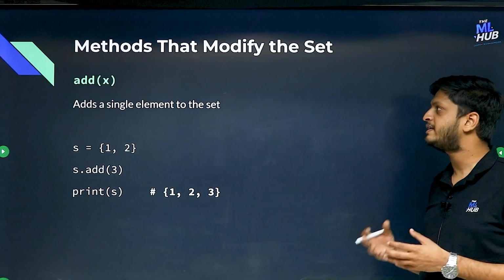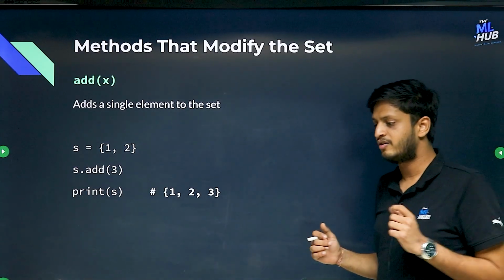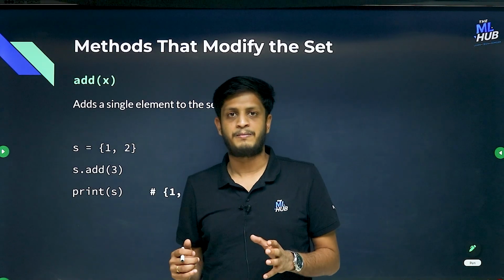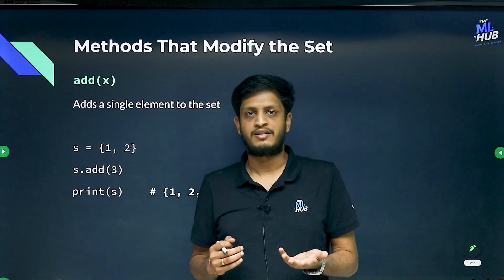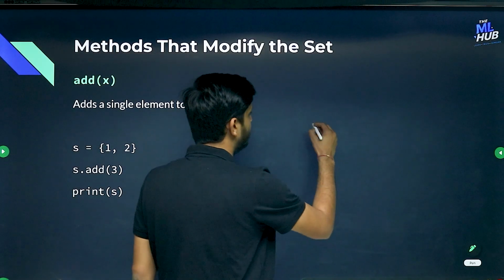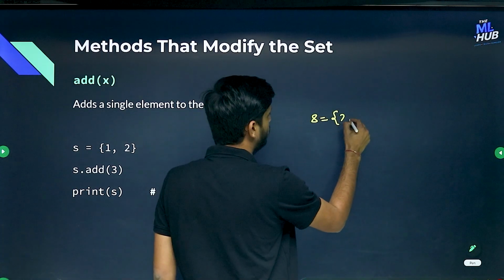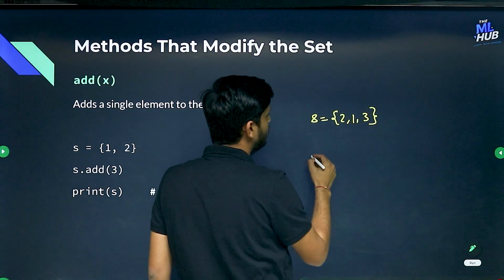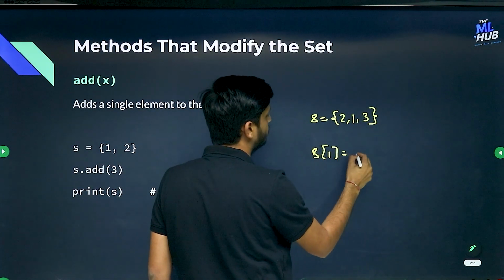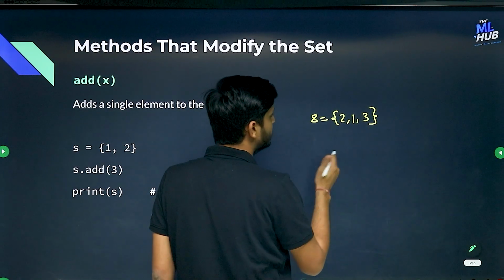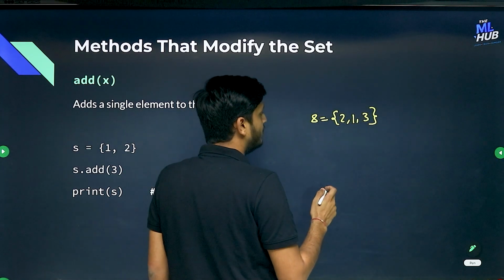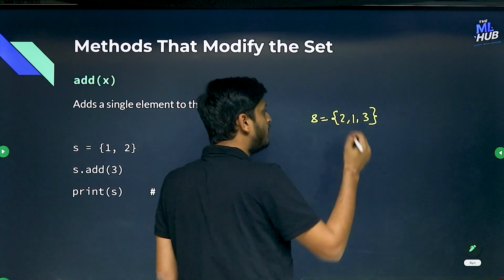Now next we have methods that can modify the set. Set is a mutable data type. In a set you can add or remove elements, but there is no indexing. So if a set contains, let's say, 3 elements 1, 2 and 3, then you cannot say s of 1 is equal to 5, because there is no concept of index. So you cannot change elements like that. But you can add or delete elements.